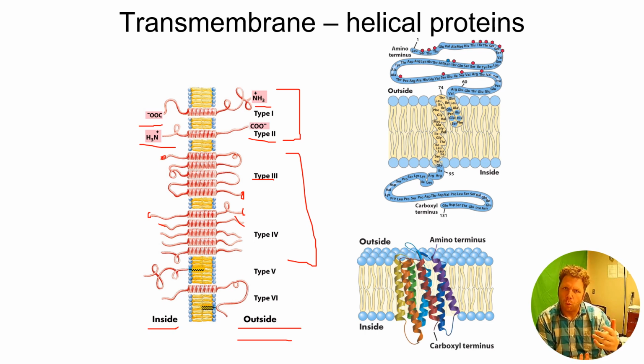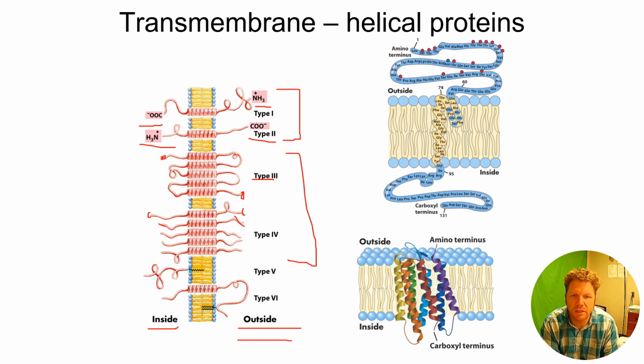Okay, so type 1 and type 2 are single helices. Type 3 and type 4 are multiple helices. Multiple polypeptides, multiple helices is a type 4. One helix, one peptide is a type 3.